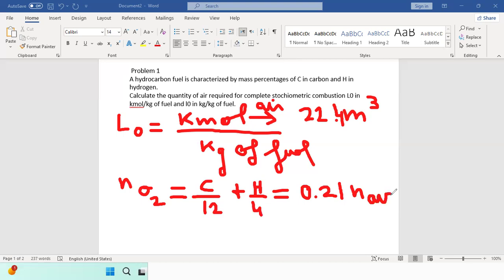Okay, so then we can deduce that the number of kilomole of air required, which we named L0, is equal to 1 over 0.21 times C over 12 plus H over 4.